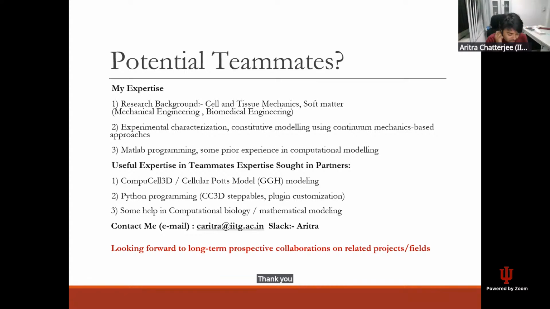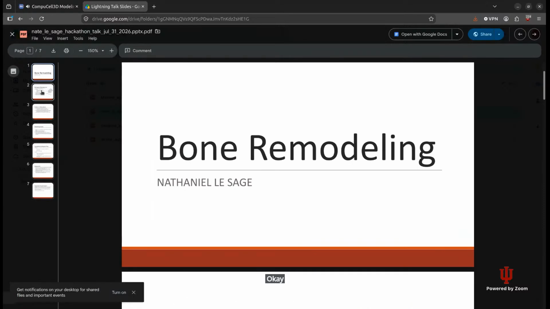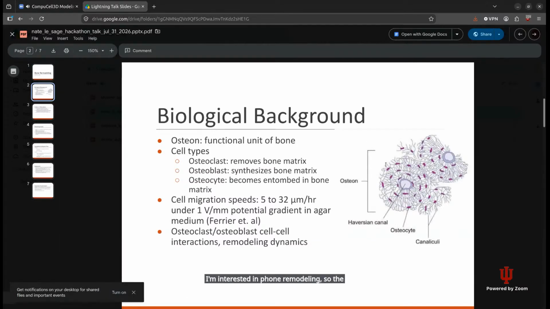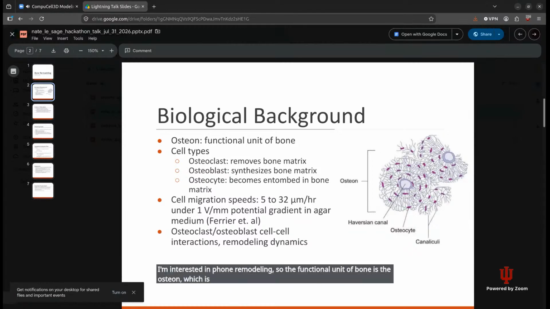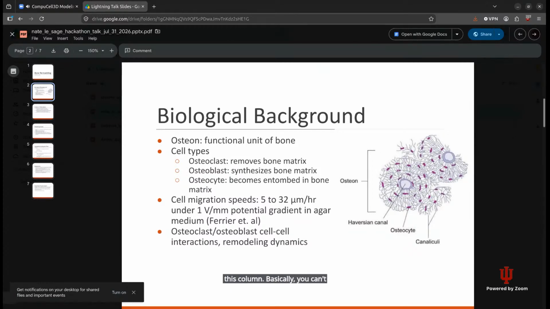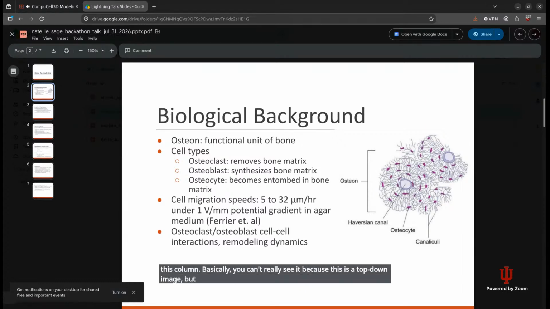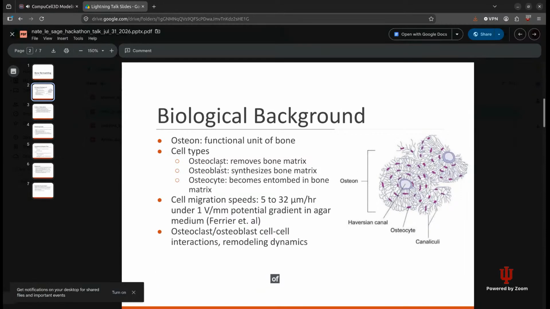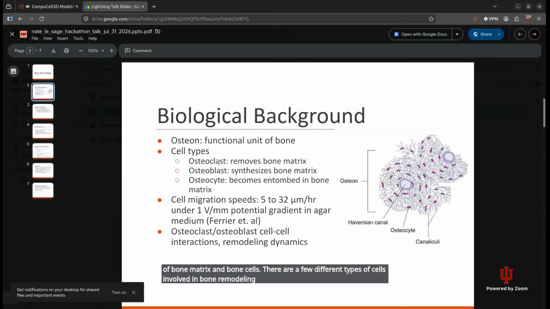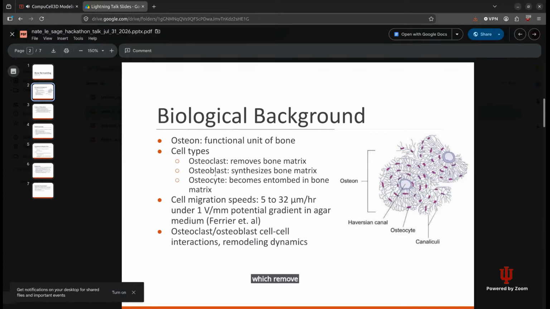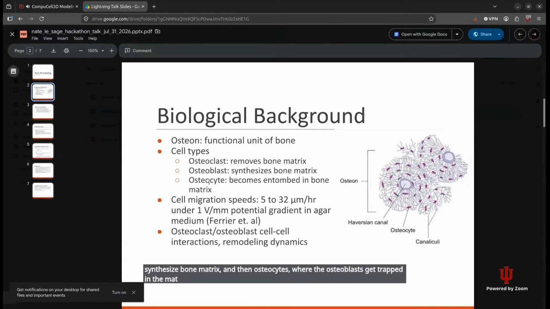Thank you. Yeah, I really look forward to learning that. I'm interested in bone remodeling. So the functional unit of bone is the osteon, which is this column. Basically, you can't really see it because this is a top-down image, but it's a column of bone matrix and bone cells. There are a few different types of cells involved in bone remodeling. So you have osteoclasts, which remove bone matrix, osteoblasts, which synthesize bone matrix, and then osteocytes, where the osteoblasts get trapped in the matrix and become part of the bone network.